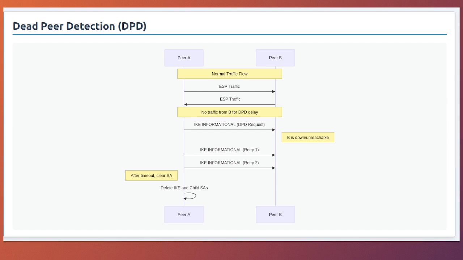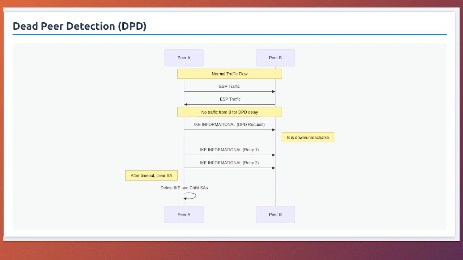Dead peer detection (DPD). Dead peer detection is a critical feature that keeps your VPN connections reliable. Without DPD, a peer could disappear, maybe due to a crash, network failure, or power loss, and the other side wouldn't know. It would keep sending traffic into a black hole. Let me show you how DPD prevents this problem.